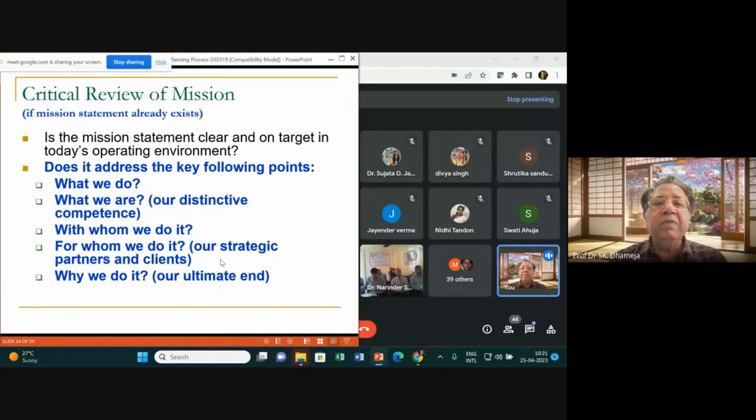Does it address the following? So if it addresses those four things basically, then it is okay. If it's not addressing, then you have to revise that mission statement. Okay.